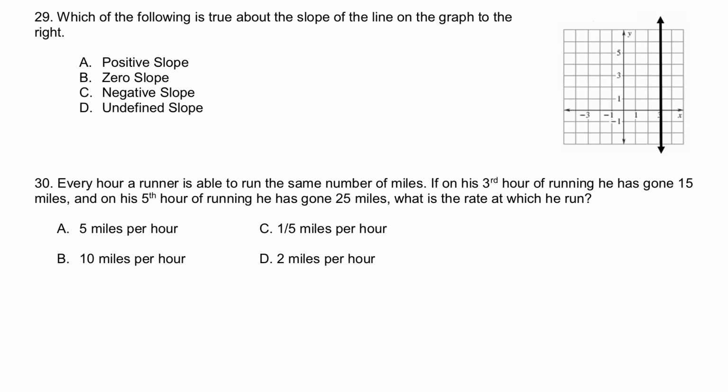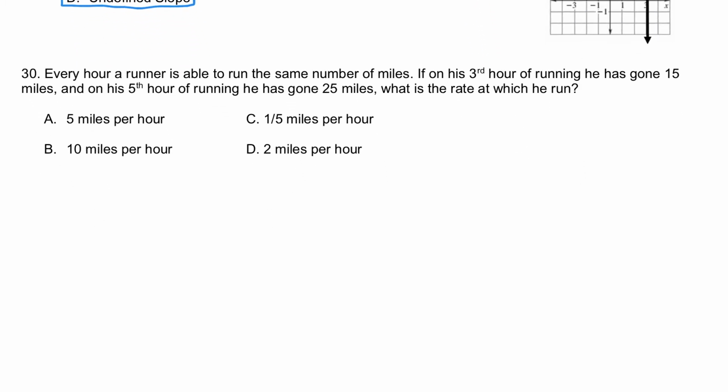Which of the following is true about the slope of the line on the graph to the right? Okay, so you've got a vertical line here. If you try to pick a couple of points on this to figure out the slope, that would be going up 3 over 0. So what's 3 divided by 0? Please do not say 0. That is undefined.